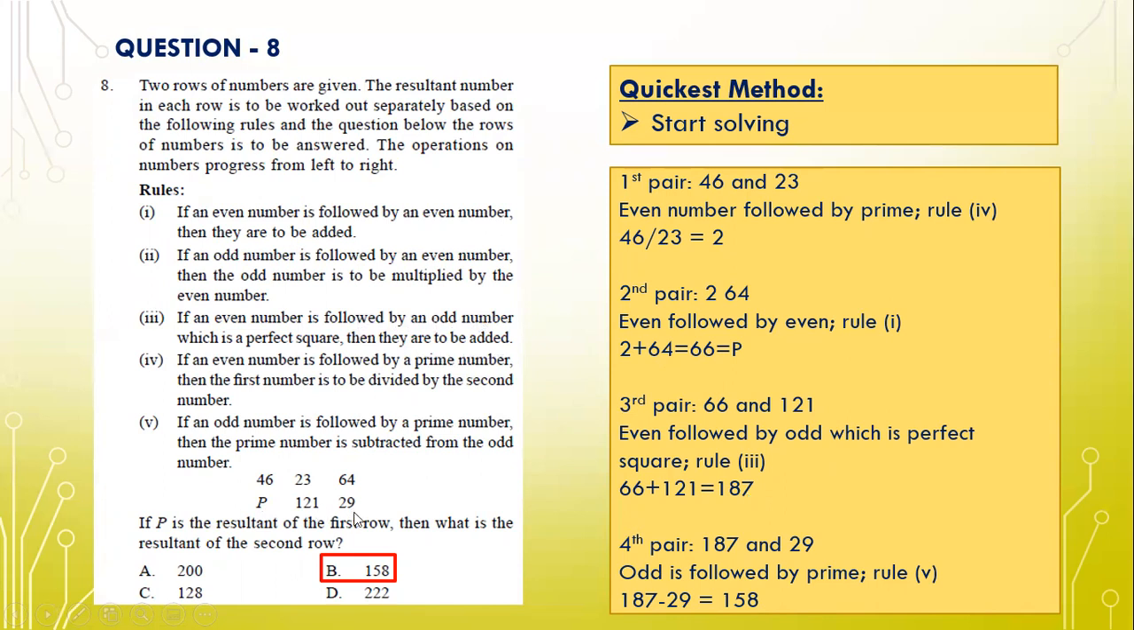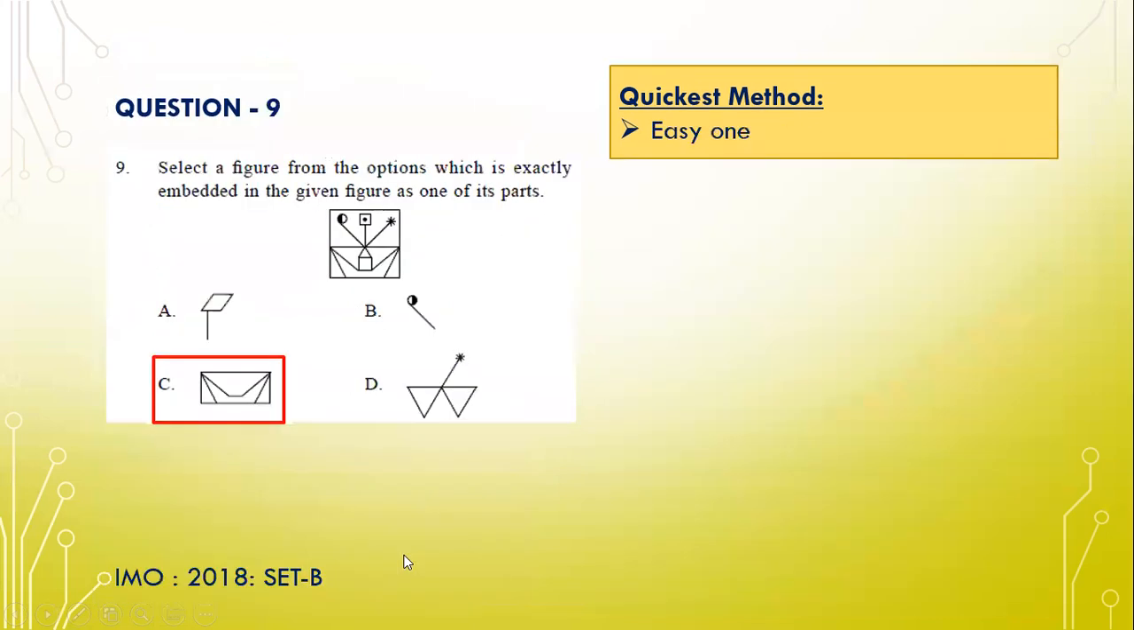Fourth pair is 187 and 29. Odd is followed by prime. Odd number is followed by a prime number. 29 is a prime number. So rule number 5, if odd number is followed by a prime number, then the prime number is to be subtracted from the odd number. So 187 minus 29 is 158. So the correct answer is 158.